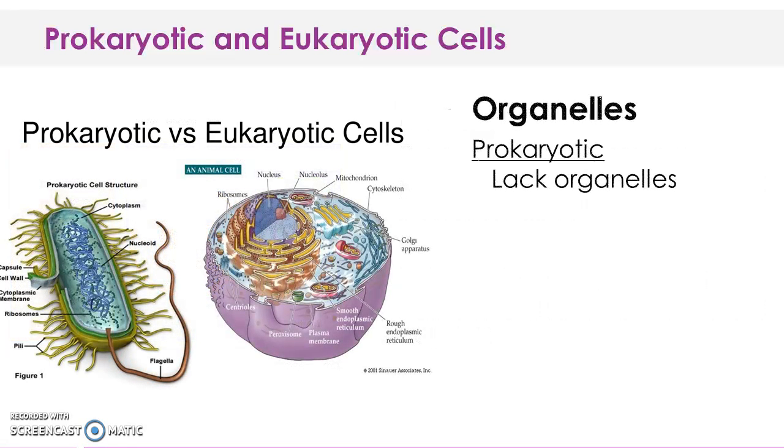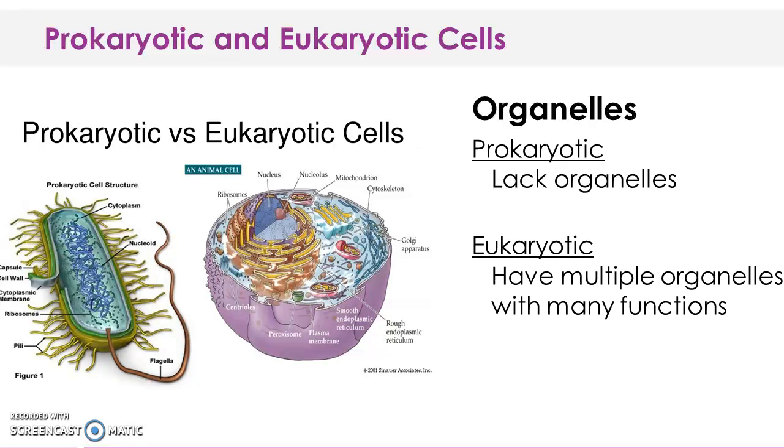The next distinct difference were the organelles. So again, on the left we have a prokaryotic cell, and on the right we have a type of eukaryotic cell, in this case an animal cell. And you can see already the eukaryotic cell is much more complex. Prokaryotic cells lack organelles. Eukaryotic cells have multiple organelles with many different functions.